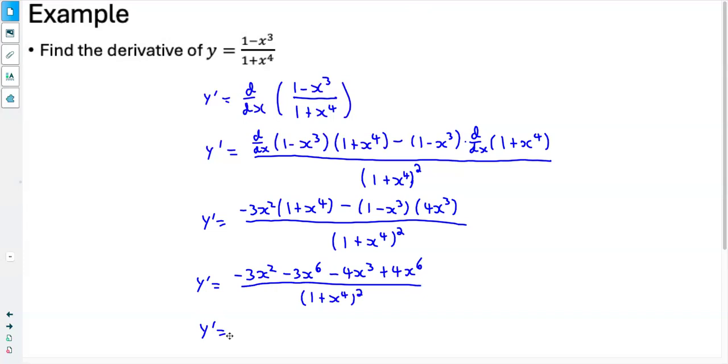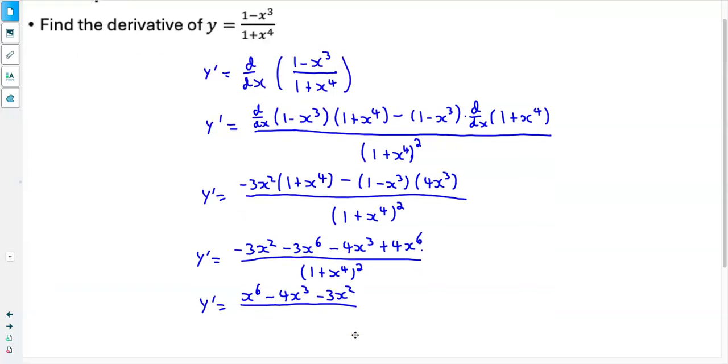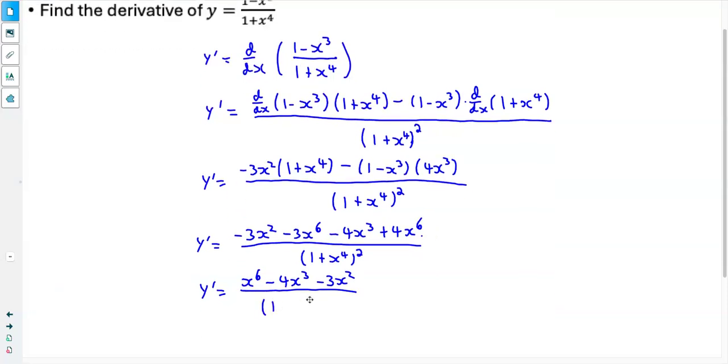Okay, so we will combine like terms. So we've got this one that's x to the power 6 as well as this one that's x to the power 6. So negative 3 plus 4 would be 1. So that's just x to the power 6. And then we've got one that is cubed, so we've got minus 4x cubed. And then minus 3x squared over 1 plus x to the power 4 squared.